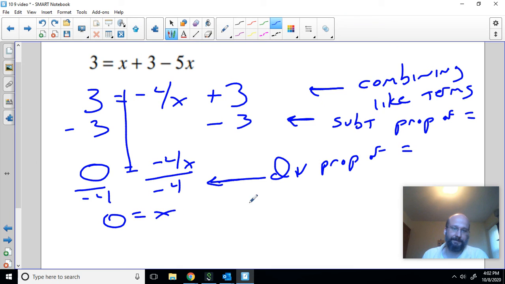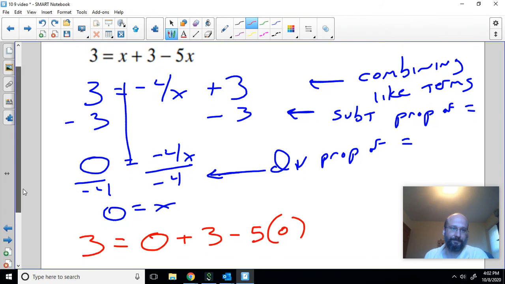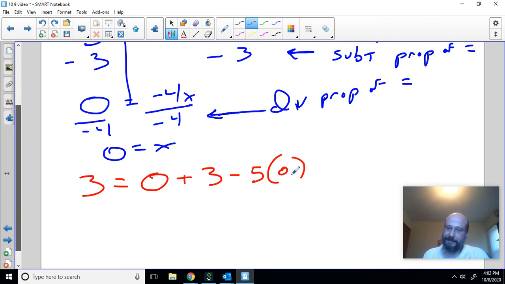0 equals x. That's my answer. So I'm going to substitute 0 in for x. I'm going to change colors again. 3 equals 0 plus 3 minus 5 times 0. So I'm going to do this multiplication first, but at the same time, I'm not going to write the 0. I don't need to write a 0. So I have 3. This is 0, so it goes away, equals 3. And negative 5 times 0 is 0. So 3 equals 3. I get my right answer.